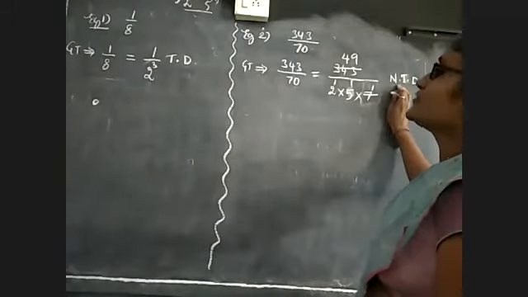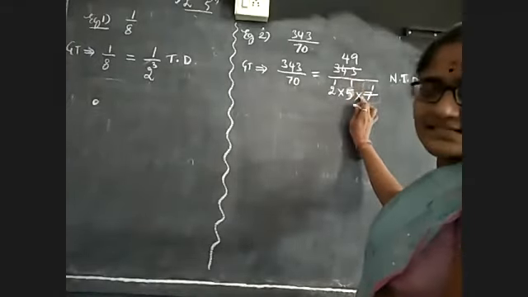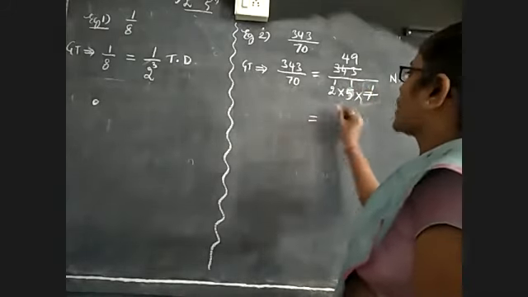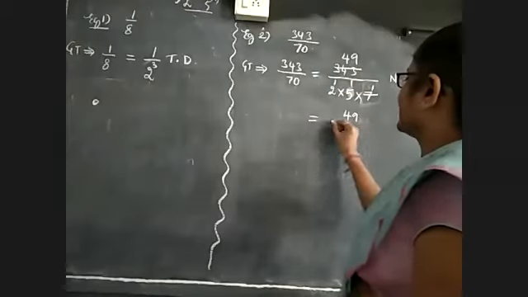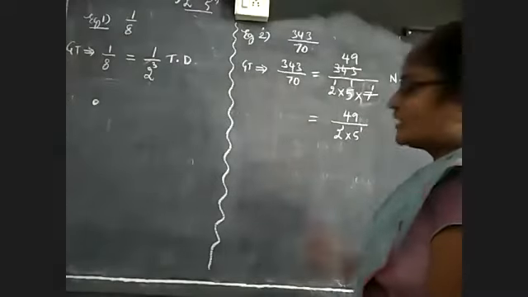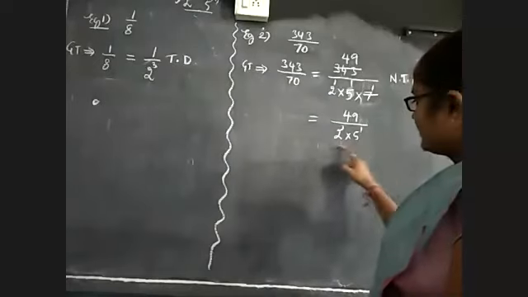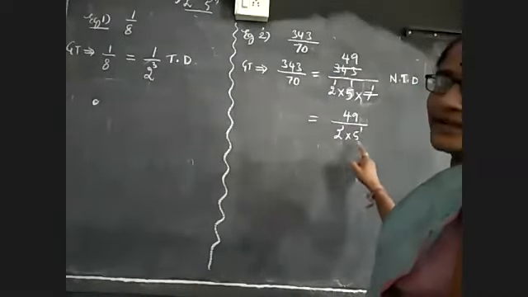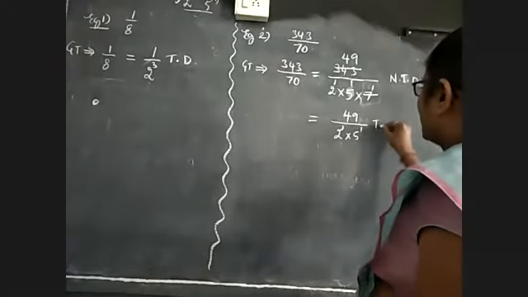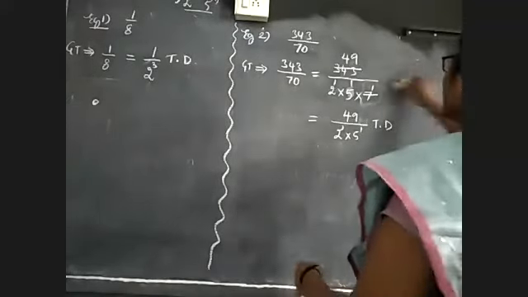But before saying terminating or non-terminating, check whether it is possible to simplify with the numerator. If it is possible, do it. After simplifying, the result is 49 by 2 power 1 into 5 power 1. Now you see the prime factorization of the denominator is purely in 2 and 5. There is no other prime number as a factor. That's why the given rational number is a terminating decimal. What is the rational number given in the question?